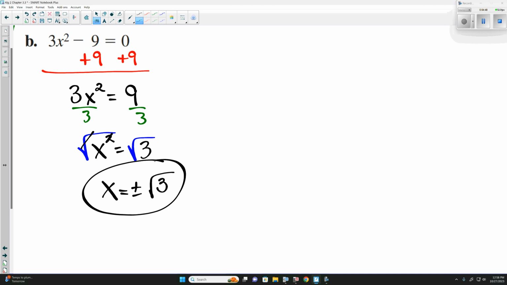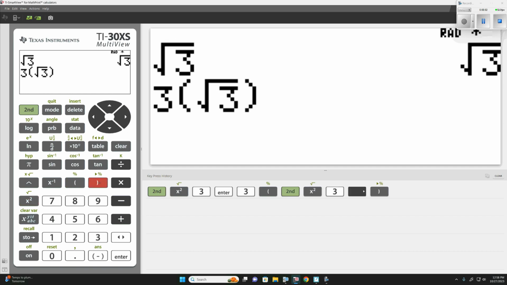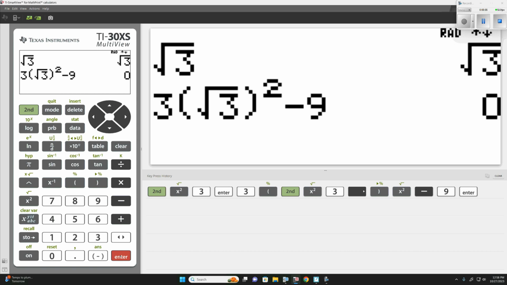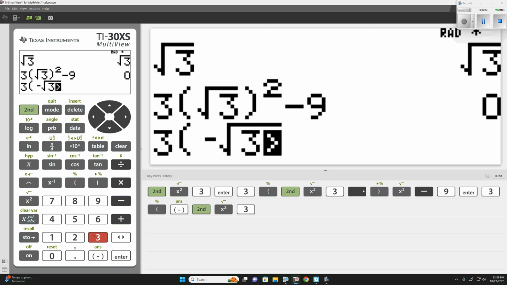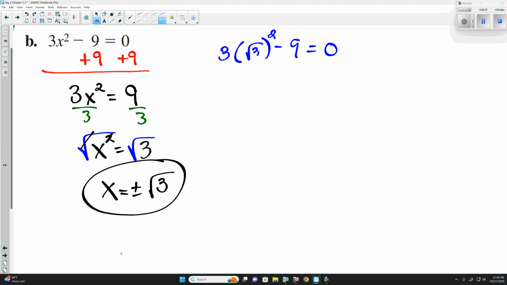Now, if we wanted to, we could plug it back in: 3 times the square root of 3 squared minus 9, to see if this does indeed equal 0. In the calculator, I can type 3, parentheses, second square root 3, close parentheses, squared, minus 9. Hit enter, and it tells us that it is indeed 0. We can do the same thing with negative square root of 3, and it is also 0. So that's just to check that we got the correct answer. Questions on this here?